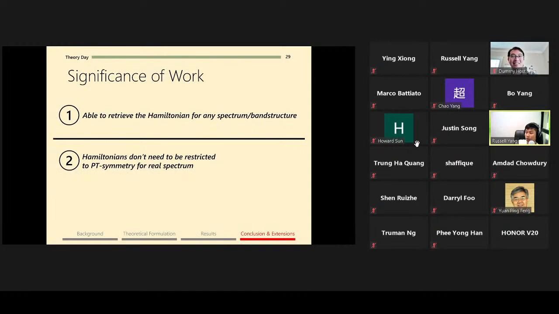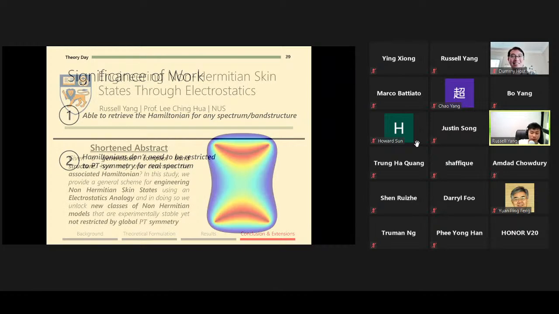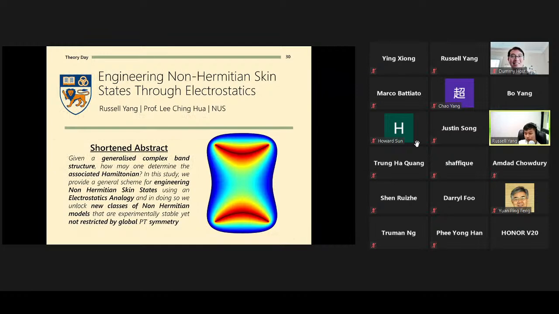So in conclusion, this is the significance of our work. We are able to retrieve the Hamiltonian for any spectrum or band structure arbitrarily, and these Hamiltonians do not need to be restricted to PT symmetry for real spectra. As extensions, we're working on experiments as well for future work. And that concludes my presentation.